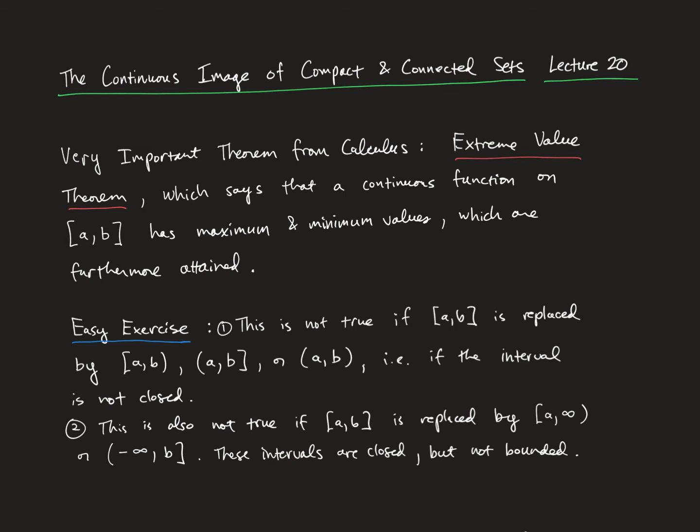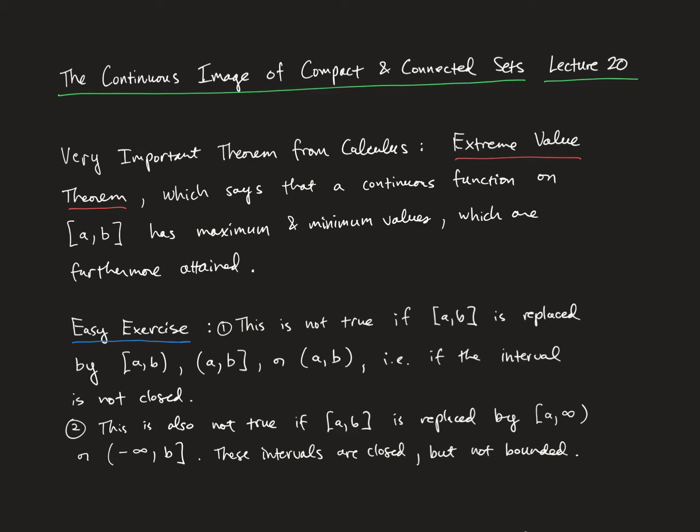And furthermore, we can maintain the closure of the interval, so we can replace this finite closed interval with an infinite closed interval. You can consider the infinite closed interval from a to infinity or from negative infinity to b. But it's easy to see that in these cases, the theorem doesn't hold either. You can again find examples of continuous functions on such intervals which do not attain a maximum or minimum. Notice these intervals are closed, but what they aren't is bounded. So that's how they differ from this finite interval from a to b.